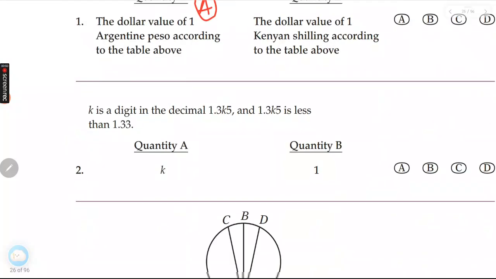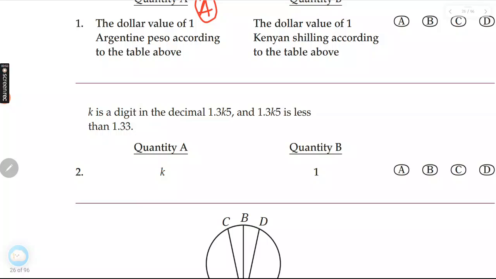Number 2. K is a digit in the decimal 1.3K5, and 1.3K5 is less than 1.33. So it's less than 1.33. Okay? It's less than 1.33. Now, the question is K and 1.